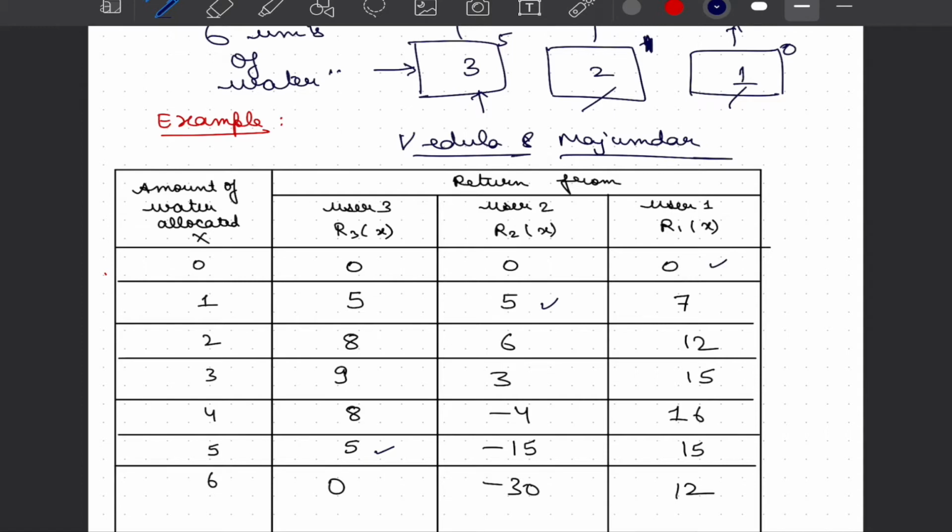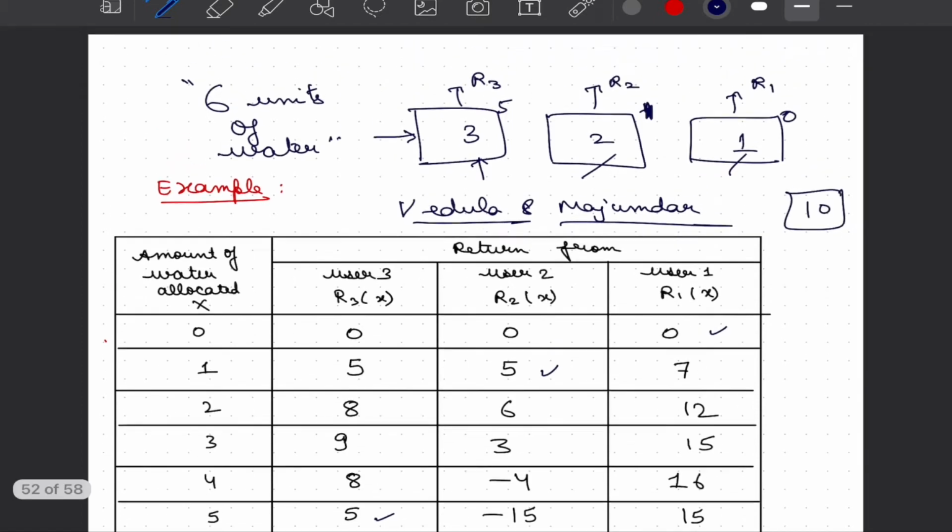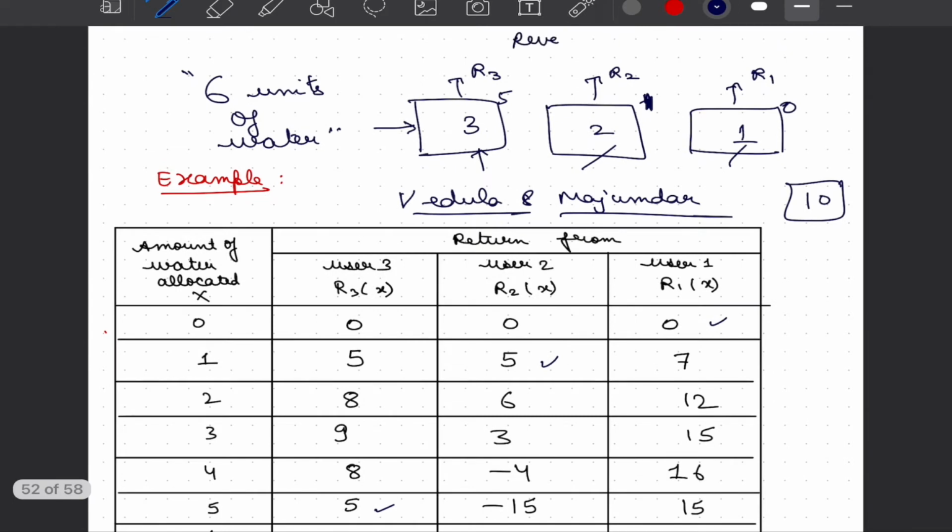Similarly, we can allocate 5 here, we can allocate 4 here, so we can allocate 1 here and we can allocate 0 here. So if we allocate 5 units to user 3, we are going to have a return of 5. If we allocate 1 unit to user 2, we are going to have a total return of 10. And for 0, we are going to have a return of 0. So our total return is going to be 10.